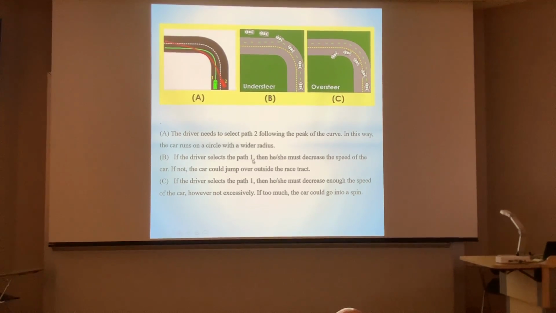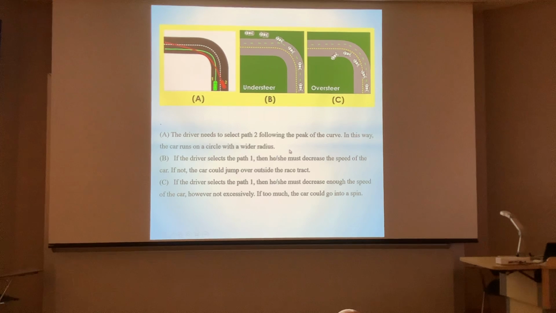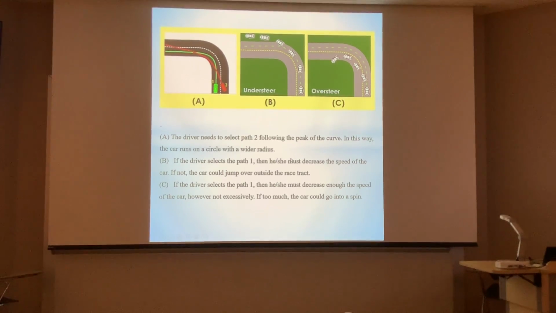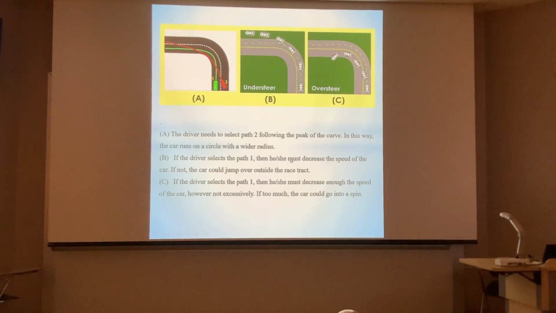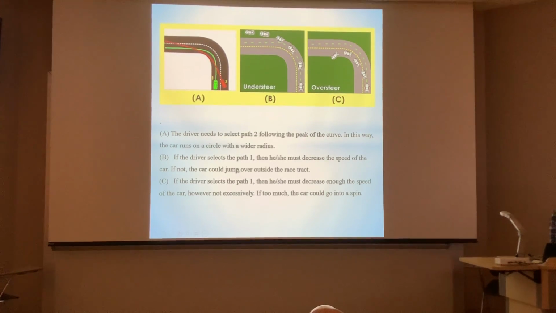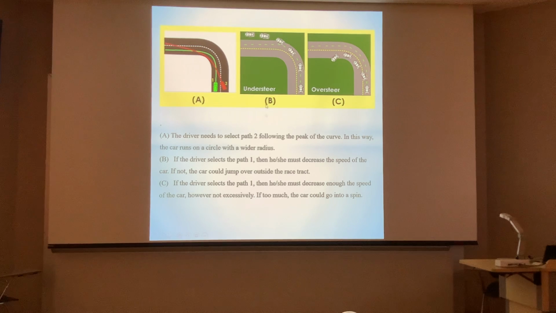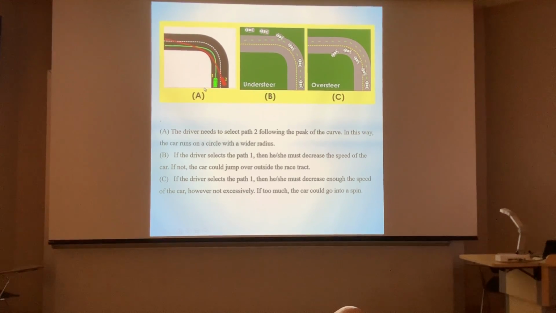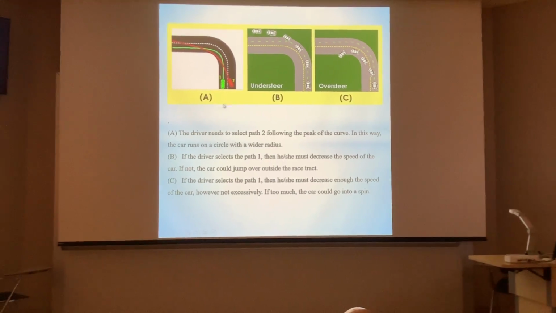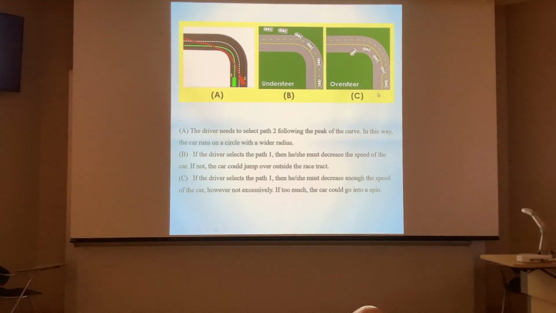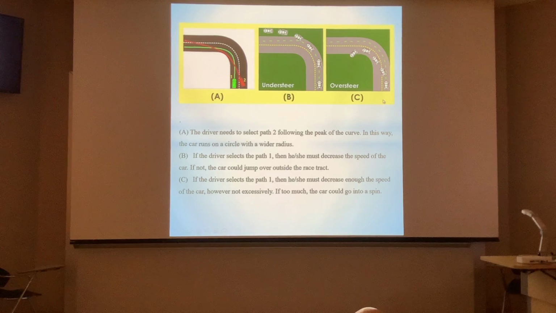If he chooses path 1, then he must decrease the speed, or if the car does not decrease the speed, he can jump out of the race track. And if the driver chooses path 1, the velocity must be changed. He decreases the speed, however, not excessively because it could make a spin.